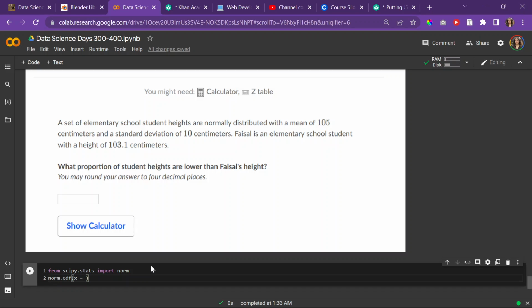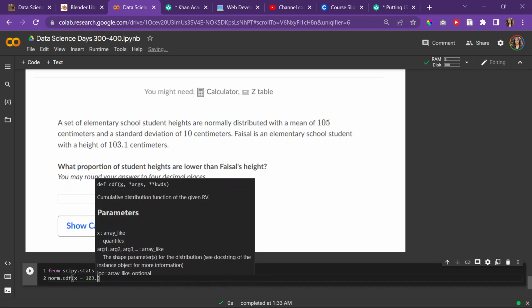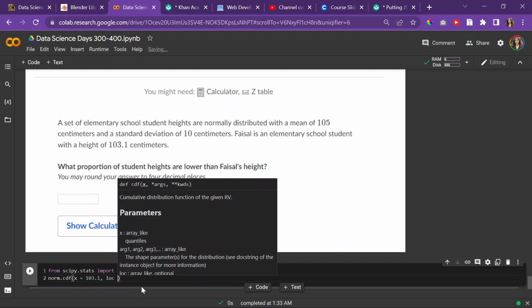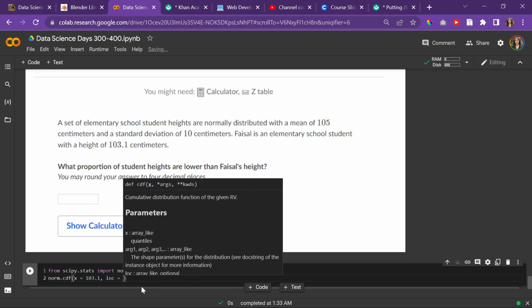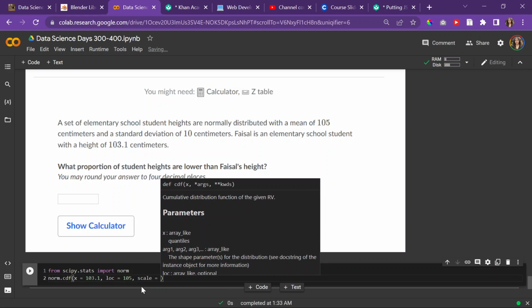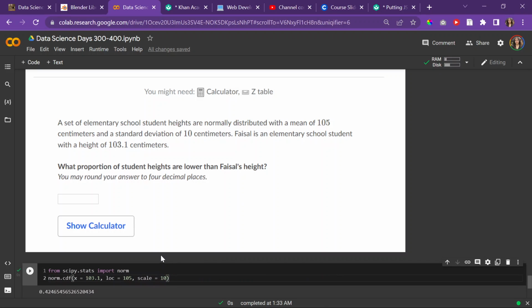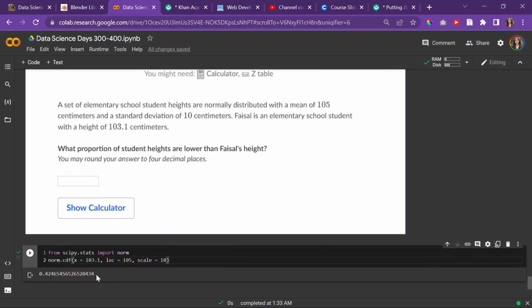How do I know that? Because that is the point that they're trying to find the area below, right? Lower than that. So I'm just going to put 103.1. And then in Python, mean is loc. For that, it tells us 105. And then the scale, which is the standard deviation, is 10. And I can just run that, and it's going to give me 0.4247. And it says to round to 4 decimal places.